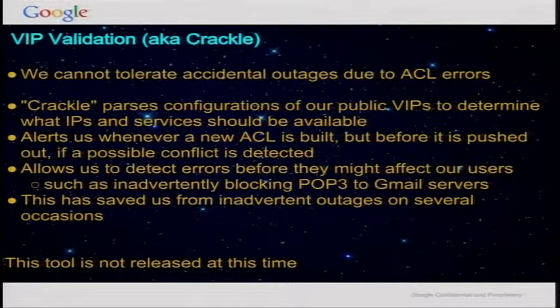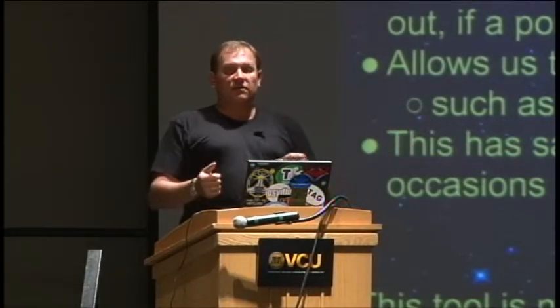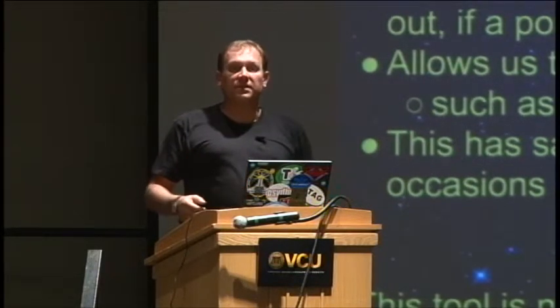Validation on the crackler. Basically, this describes an older way we used to do it. We know certain services are out there because we've got jobs running in our production environment that are front ends for Gmail, for Hangouts, for all these wonderful things.